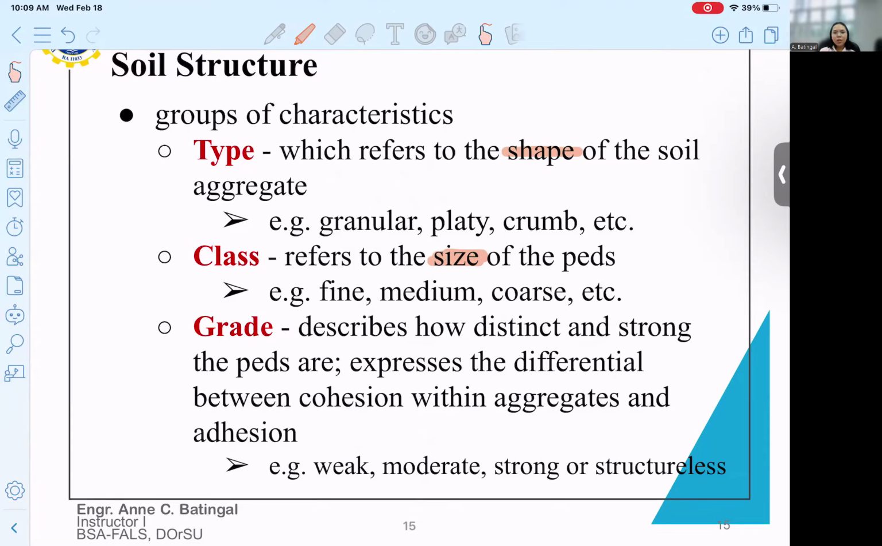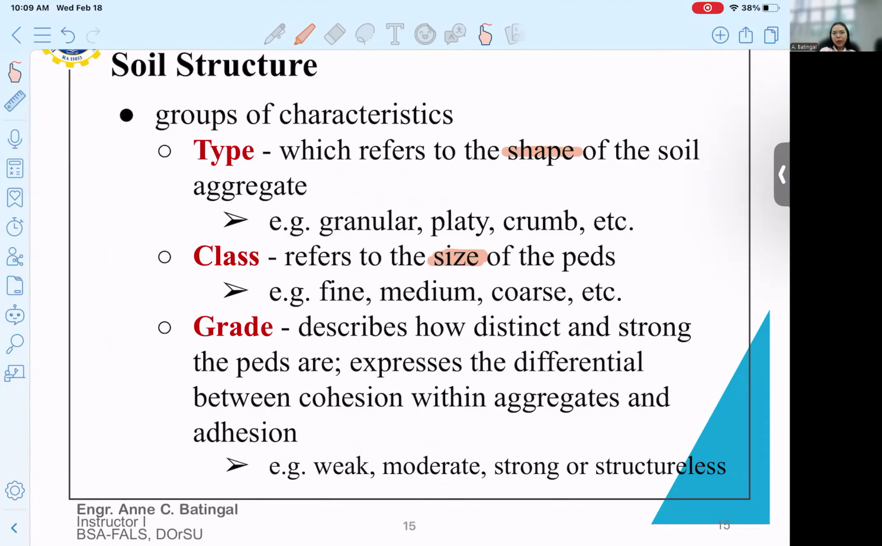So a structureless condition, for example, kapag sand, pure sand, it is considered structureless. A structureless condition exists when there's no observable degree of aggregation. Like, walay pagkatapo-tapo sa imuhang mga soil separates.